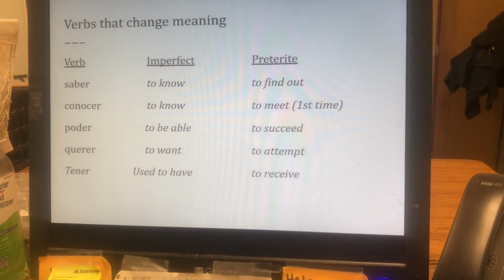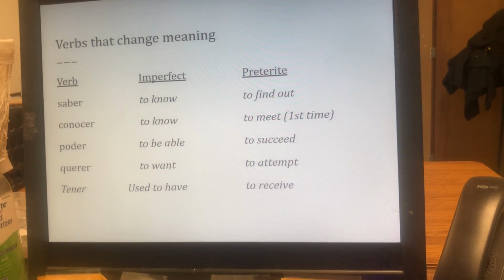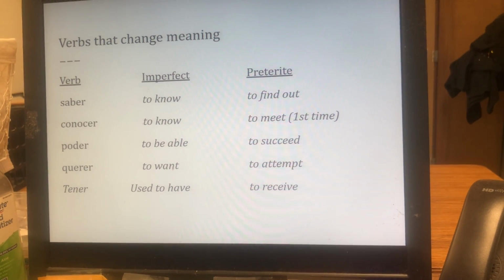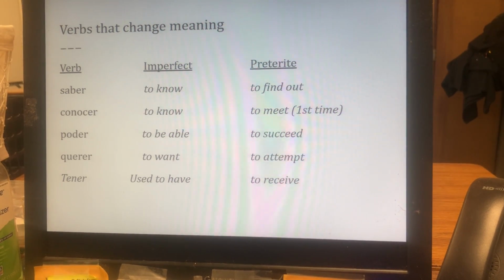But if you say quise trabajar, that means I tried to work, I attempted to work. But there's some sort of implication of not being able to, like failing at it. Like you tried to, but you weren't able to.